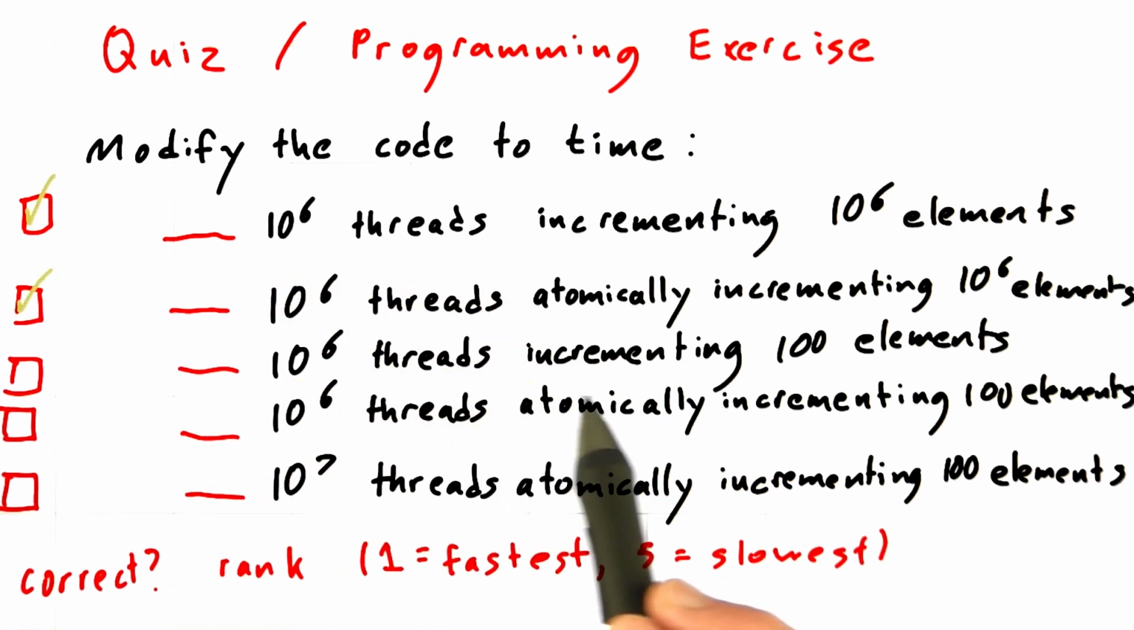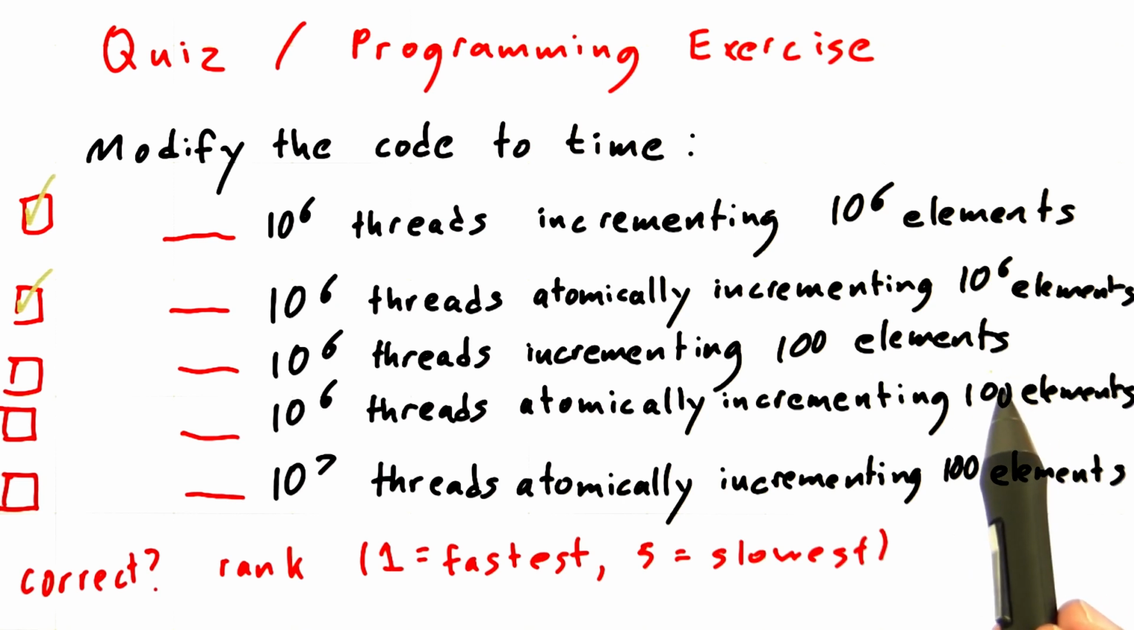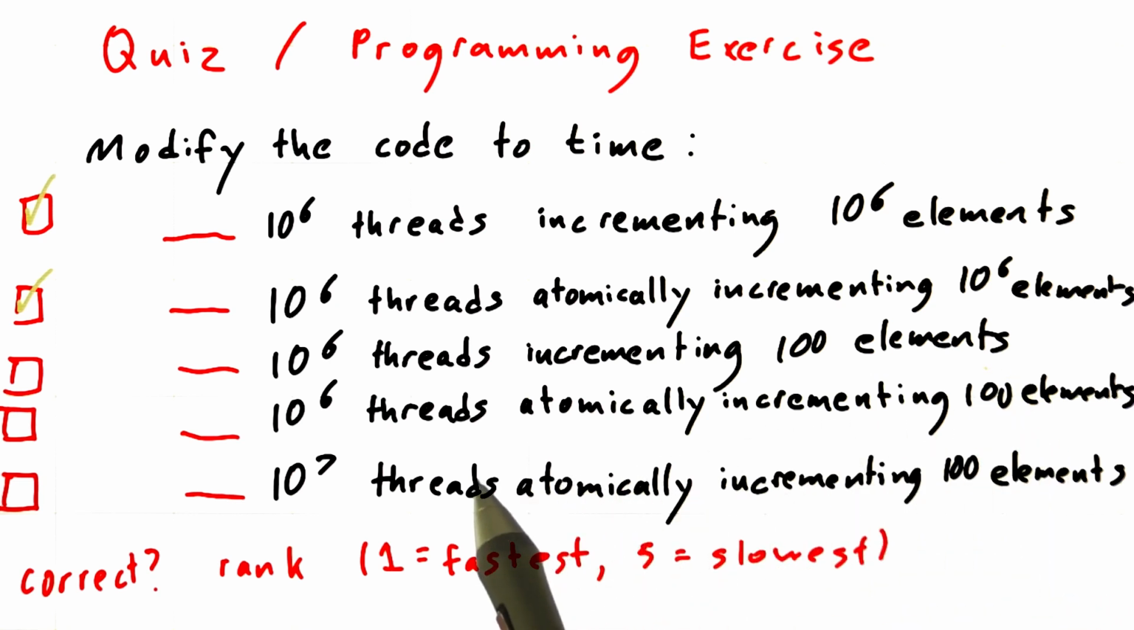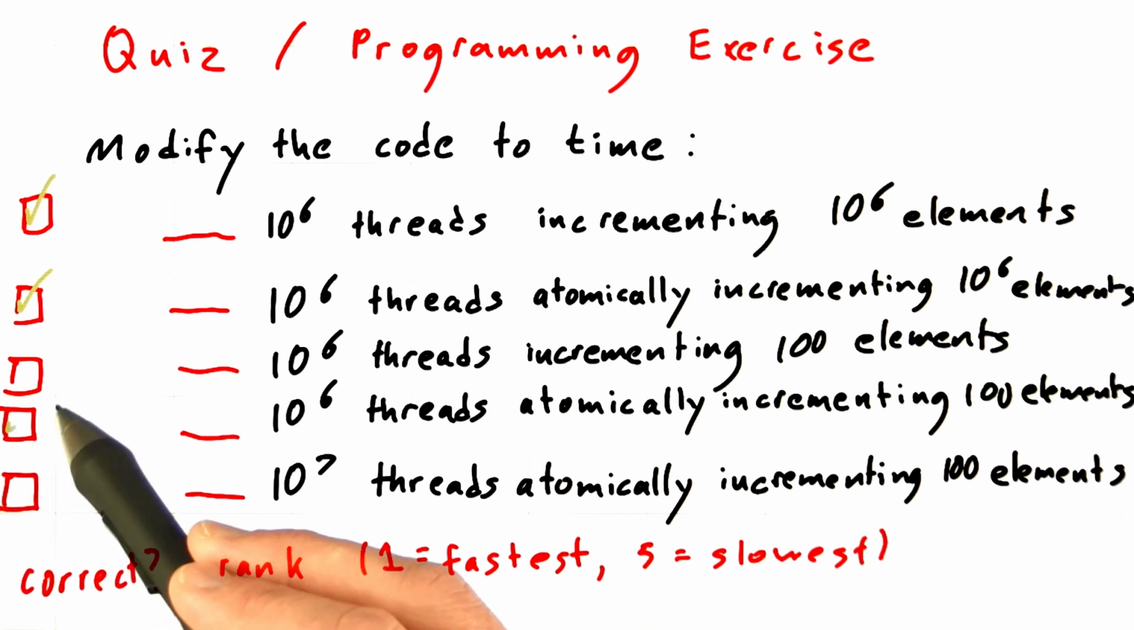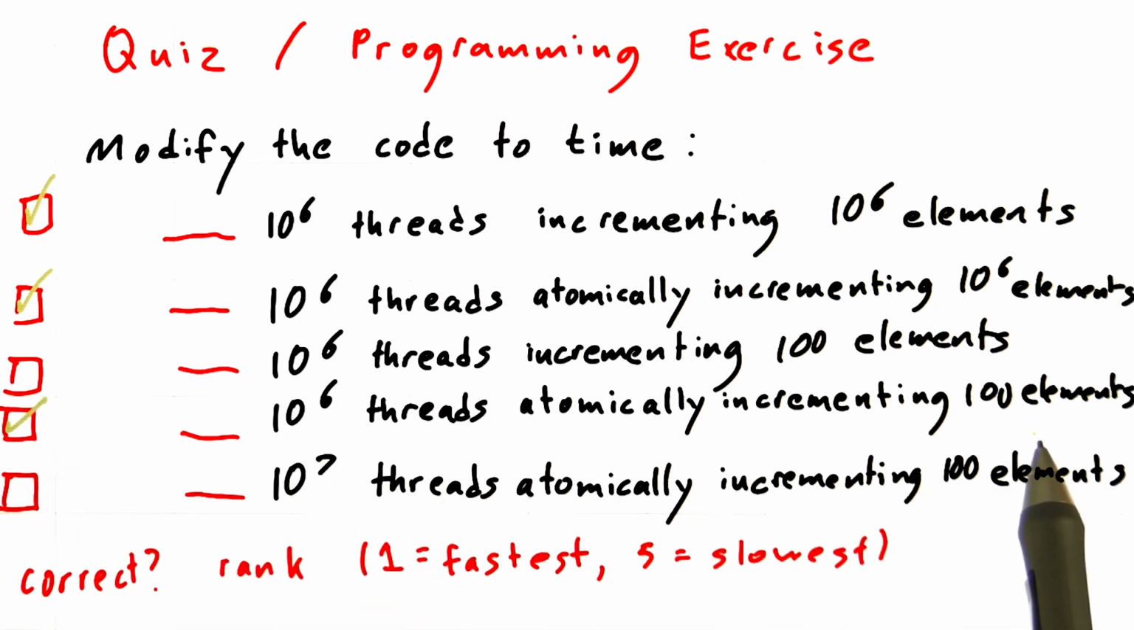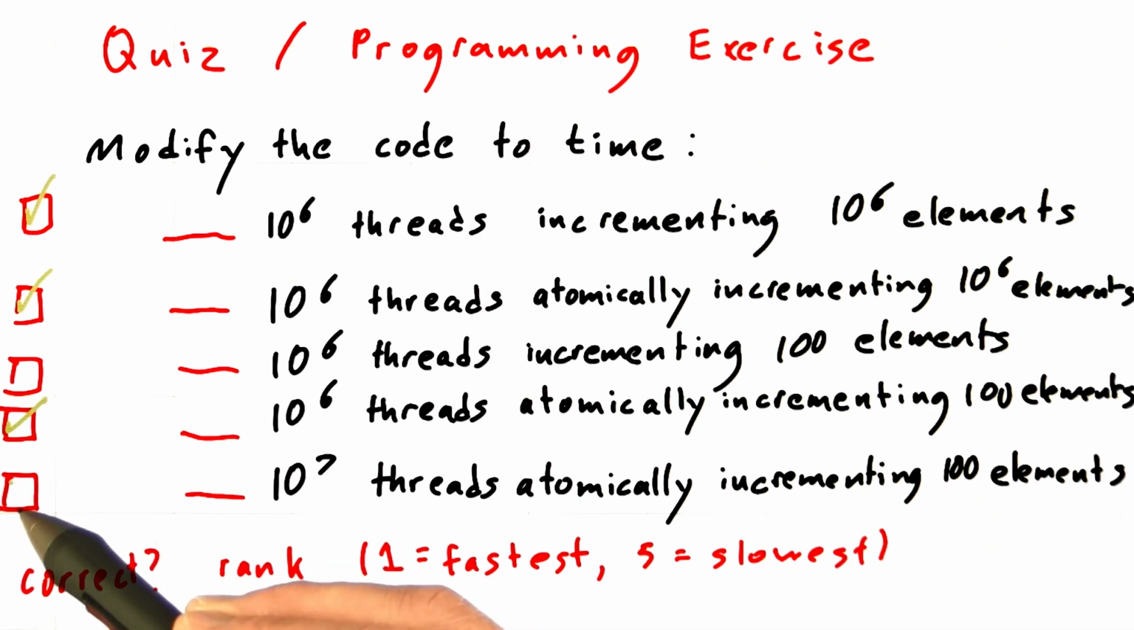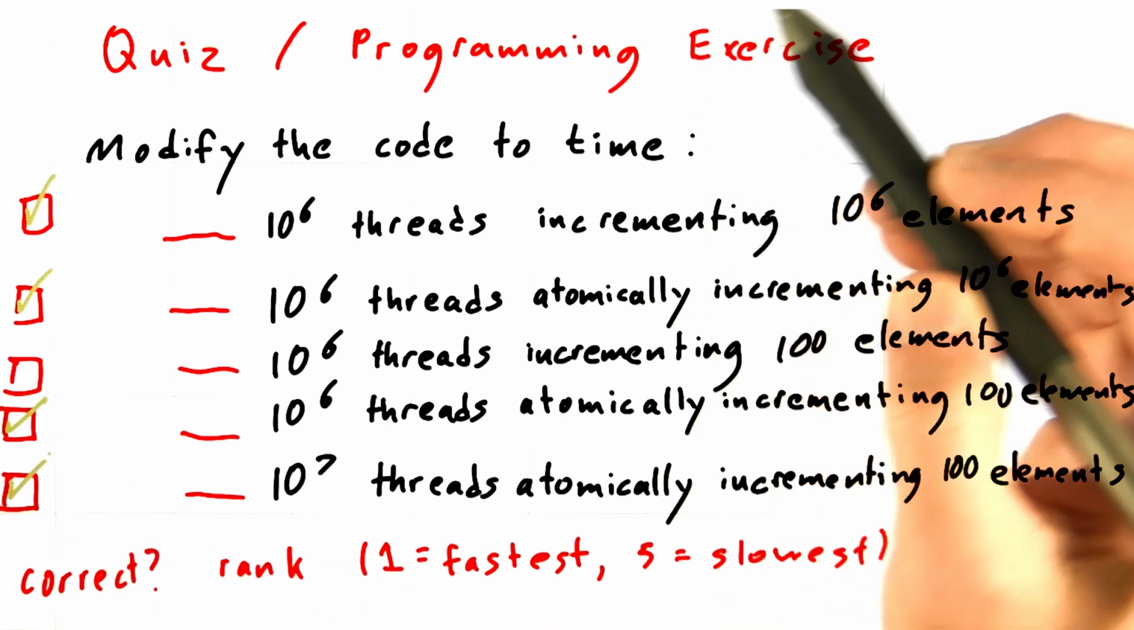A million threads incrementing 100 elements is the same example we saw before, and as we saw, that will give the wrong answer unless we use atomics. So the next one is not correct, the fourth one is correct. And finally, 10 million threads atomically incrementing 100 elements will still be the correct answer. So all but one of these give you the correct answer.